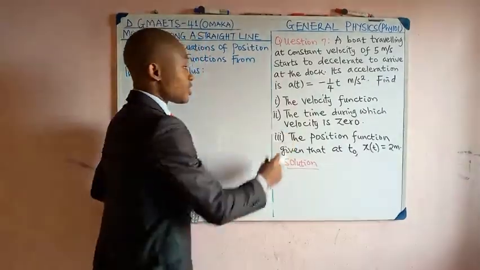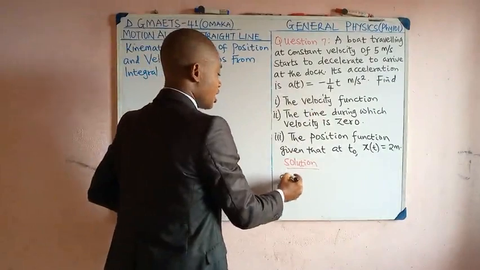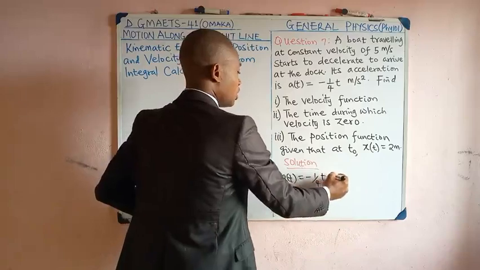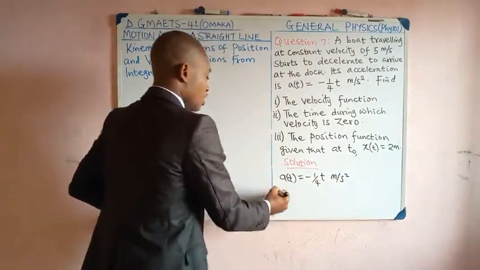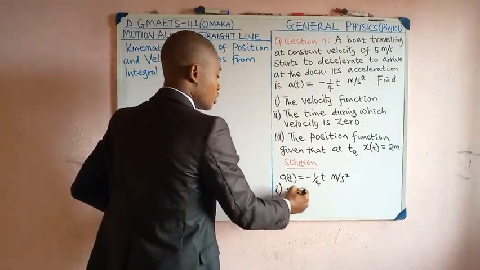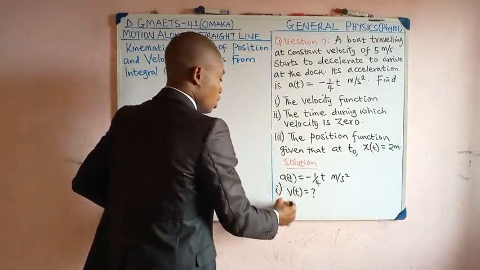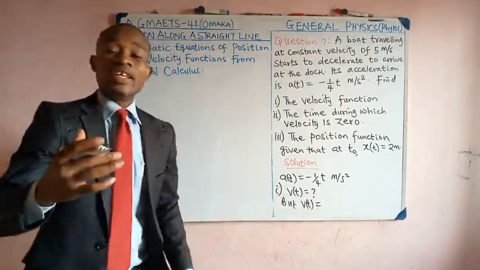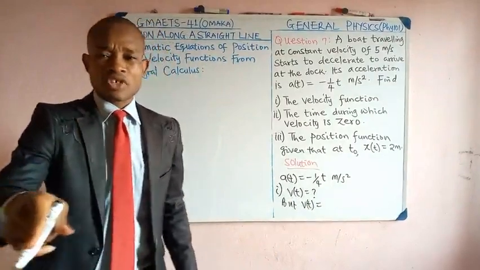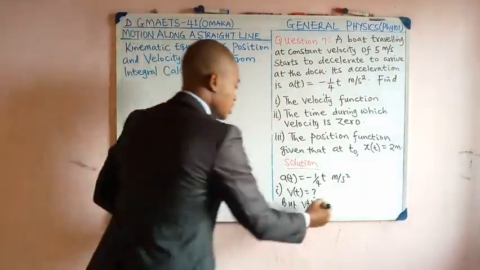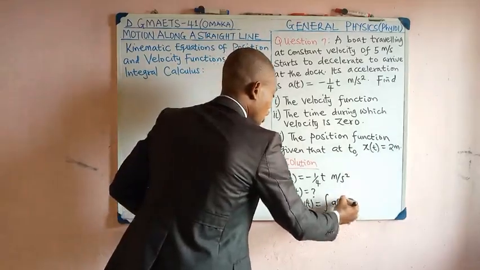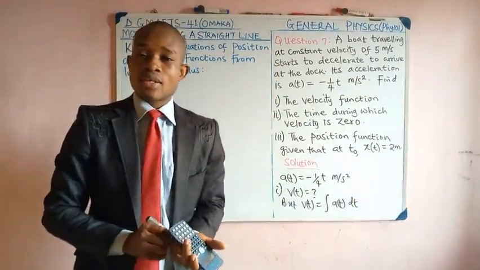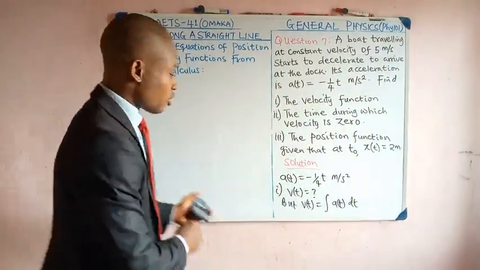From the question, the acceleration function was given to us. So I'm going to write that the acceleration function is equal to minus 1 over 4 t meters per square second. The first part of the question, we have to find the velocity function, which we do not know. But we recall that the velocity function is given as the integral of the acceleration function. Remember that, right? So we're going to integrate the acceleration function with respect to t. Once we integrate this, any result we get, we're going to add a constant of integration to that.